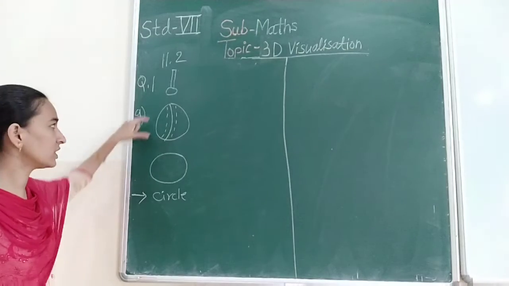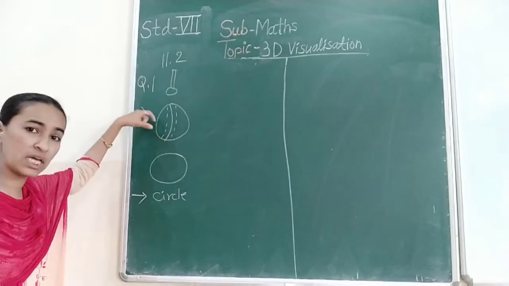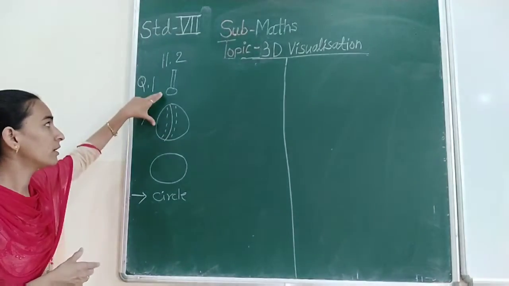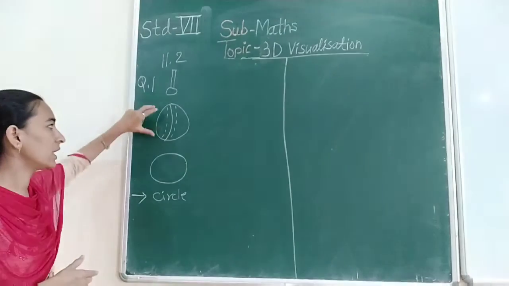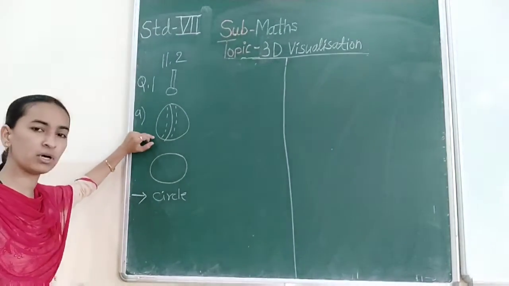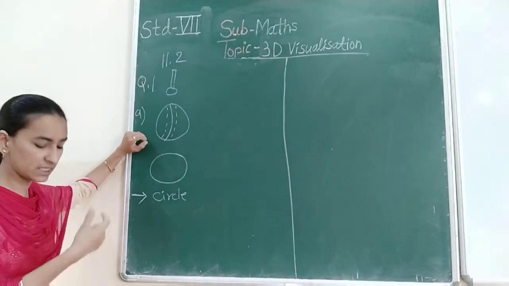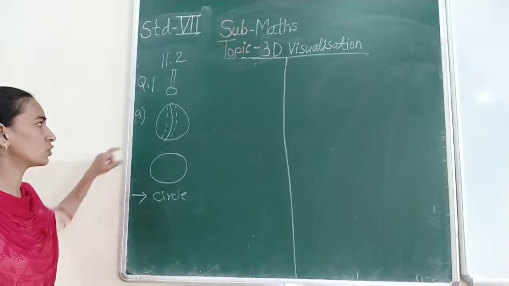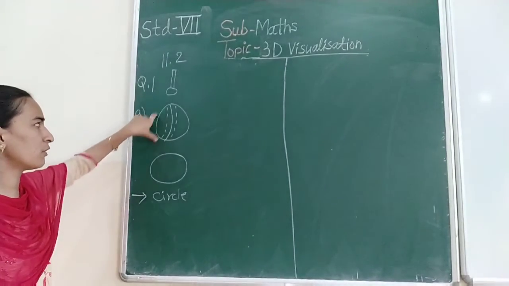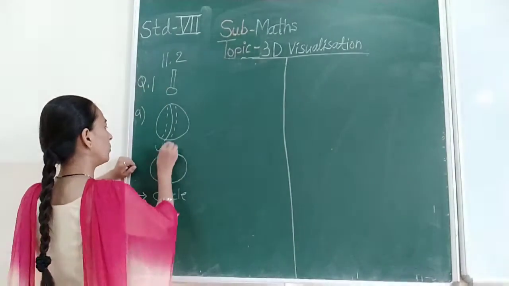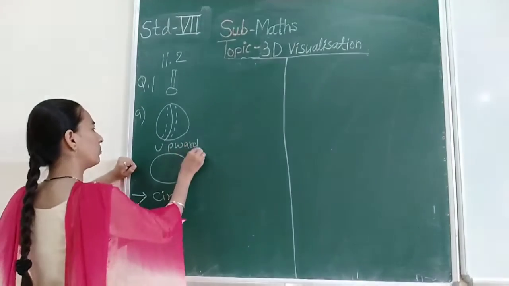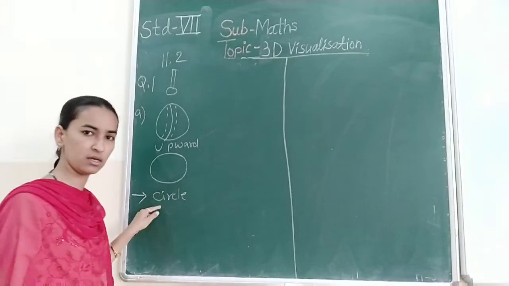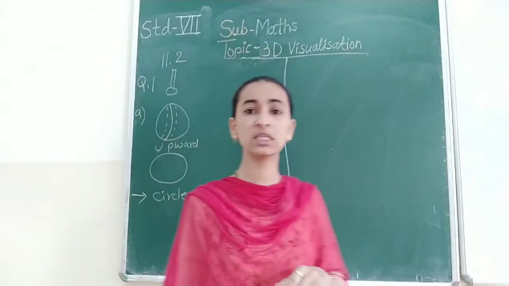Understand this? If we see from upward, you can check it at home also. Turn on your torch, then keep a sphere or your ball downside and see the shadow of that sphere. It is nothing but a circle. So when we see a sphere from upward direction, it gives a circle. Understand this? Now the next is cube.